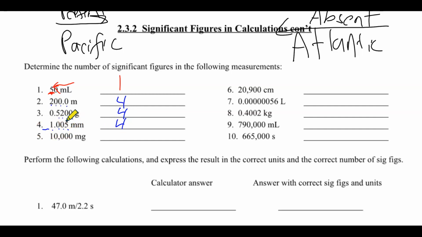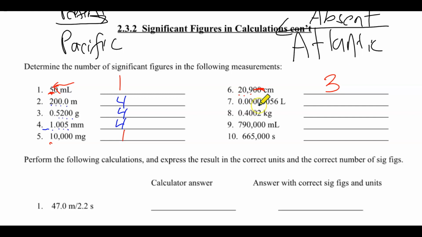Sandwich zeros always count. Absent, count from the first non-zero on the Atlantic side. There's only 1 sig fig in there. If we put a decimal, all of a sudden that would make it present Pacific, and we'd have actually 5 sig figs. Okay, number 6. Oh, over here we got another absent, so count from the Atlantic, the first non-zero. Those don't count, those are placeholders. 1, 2, 3. 3 sig figs.